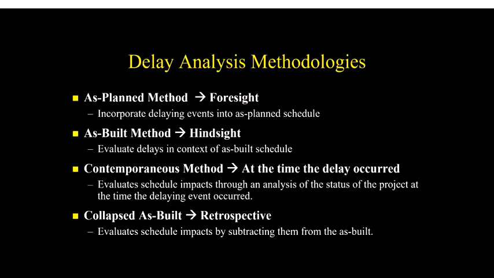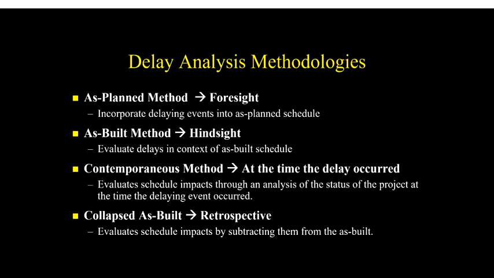So to the left of the data date, we will have the as-built to that point, including delays, and then to the right of the data date, we'll have the remaining activities to be completed, potentially including some resequencing if necessary, and then forecast the project completion time and assess what's the impact of the delays to the left of the data date.